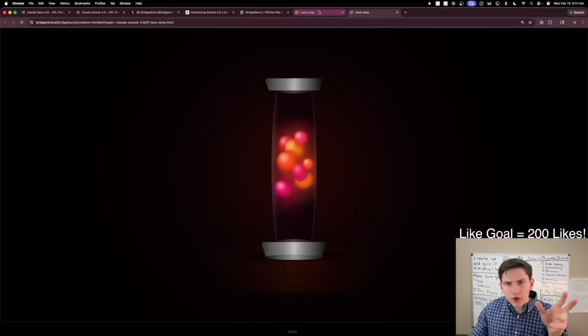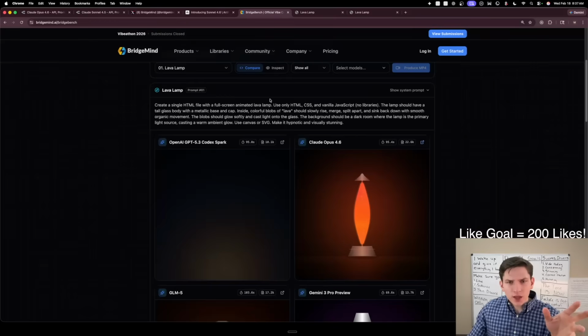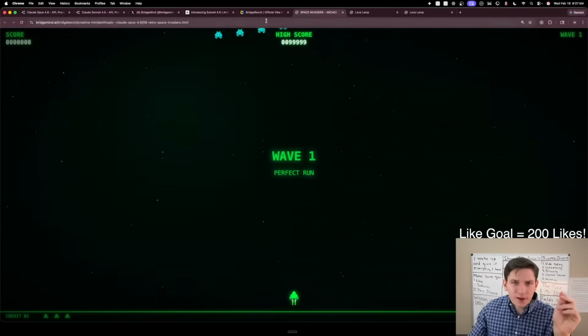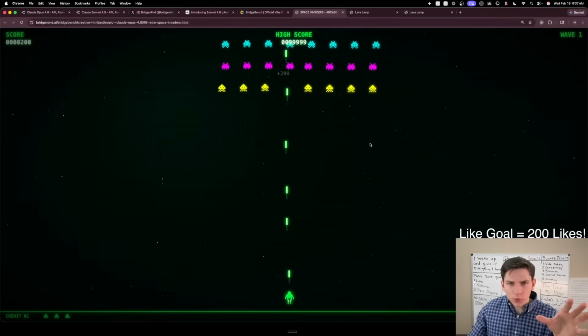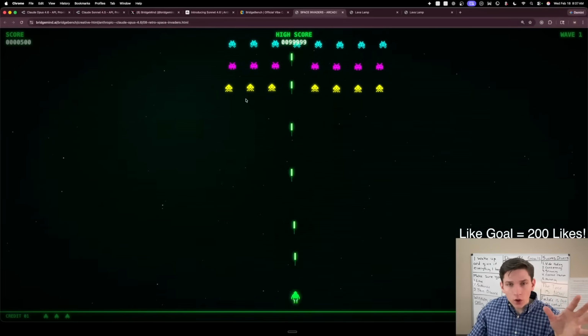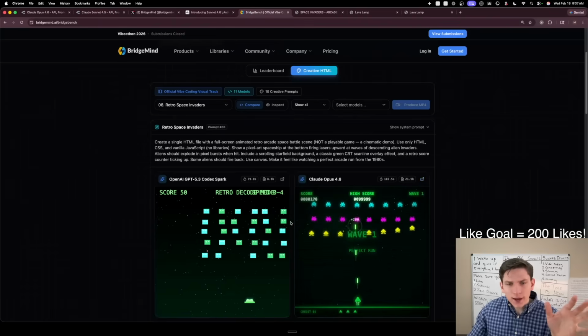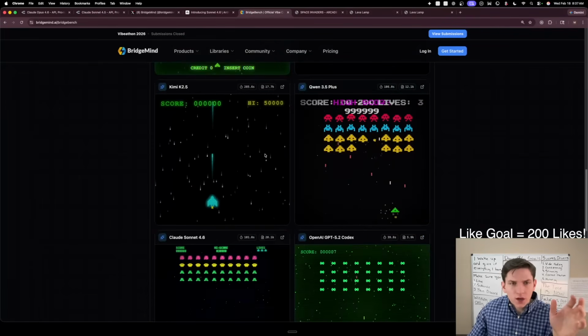I don't know what you guys think is better, but here's the lava lamp. Another one that I like to take a look at is the retro Space Invaders. This is probably my favorite one to look at. Here's how Opus 4.6 performed. I think it did very well on this creative HTML test, but let's take a look at how Sonnet 4.6 performed.